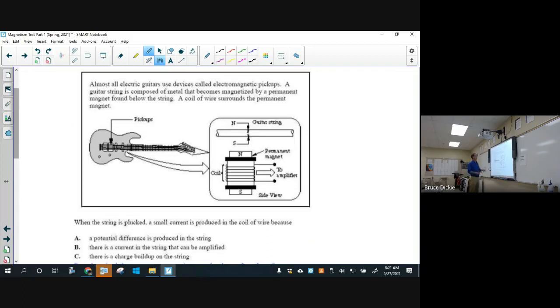Now, it says a coil of wire surrounds a permanent magnet. When the string is plucked, a small current is produced in the coil. This is electromagnetic induction, Faraday, right? The generator effect. When do we get an electric current generated? Well, we have to have a wire and a magnetic field. Here's my coil of wire. Here's my magnet. Now, there's one of 3 things that has to happen. You can move the wire.